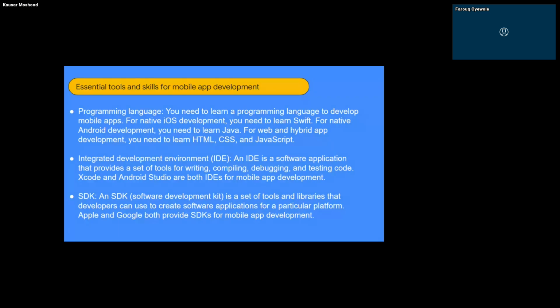Now, for web and hybrid app development, you need to learn HTML, CSS, and JavaScript, and that's for web. So let's say you want to build a hybrid app using a Flutter framework or a React Native framework, you need to learn the framework and the programming language used. The programming language used for Flutter is Dart, right? So you have to start with Dart if you want to learn Flutter mobile application development. While for iOS, you need to learn Swift, but for native Android, you need to learn Java.